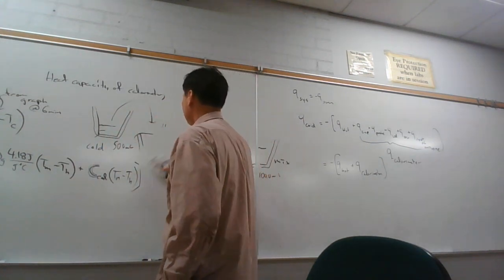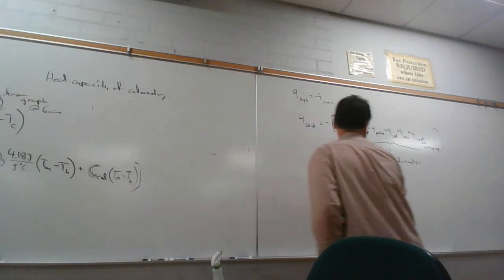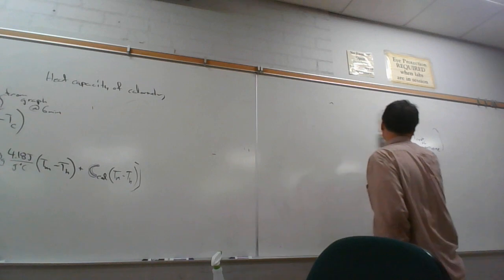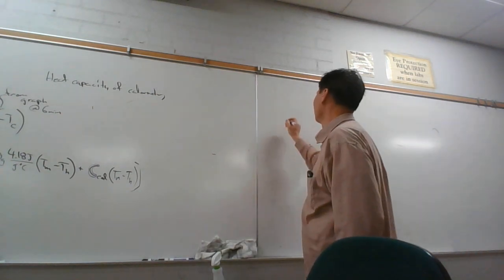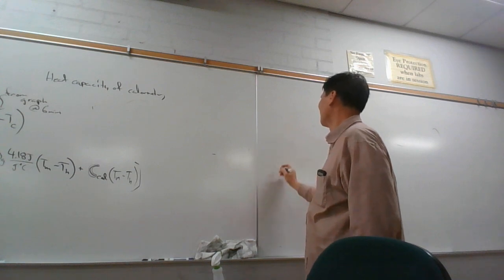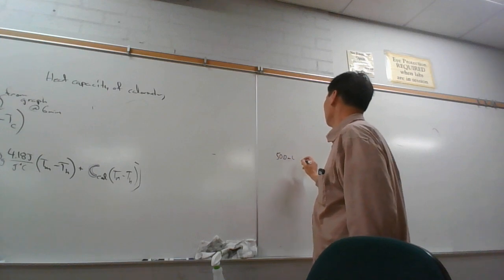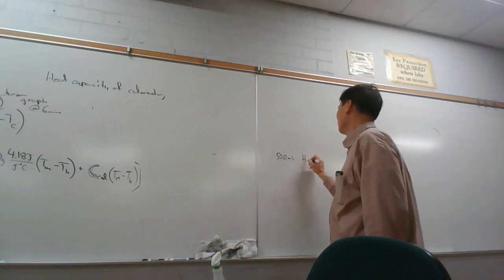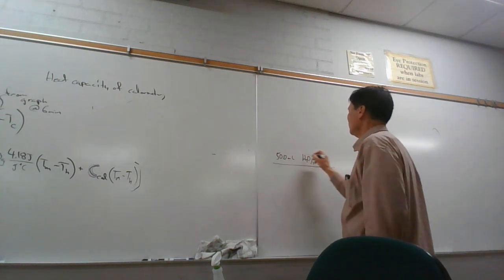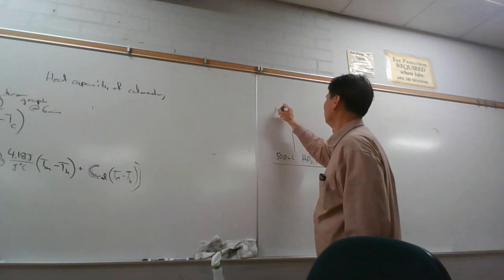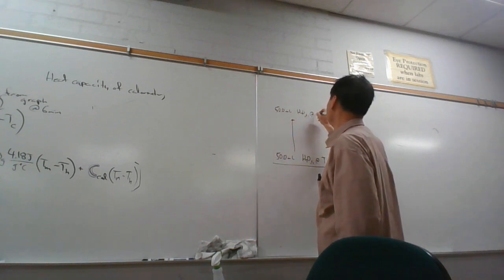So in terms of what we often do with energy, we write these in terms of an energy level diagram. In terms of an energy level diagram, the cold water is going to warm up. So we're going to have 50.0 milliliters of H2O liquid at T cold, and this is going to warm up to 50.0 milliliters of H2O liquid at T mix.